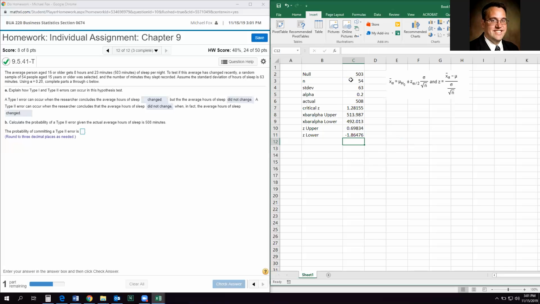Finally, we have to find the probability of something occurring between these 2 points. So what I'm going to do is find the probability of the upper and then the probability of the lower. And then the difference between them will be the probability that it's between those 2 points.